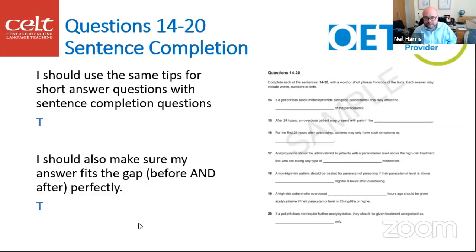So these final questions, 14 to 20, really are very similar to the second set of questions, 8 to 13. We just need to make sure that whatever we write into that gap fits grammatically and in terms of sense. Well done to Tin Barnes for being the first person to put true, true into the chat with the correct answer. That's fantastic. Good. Okay.